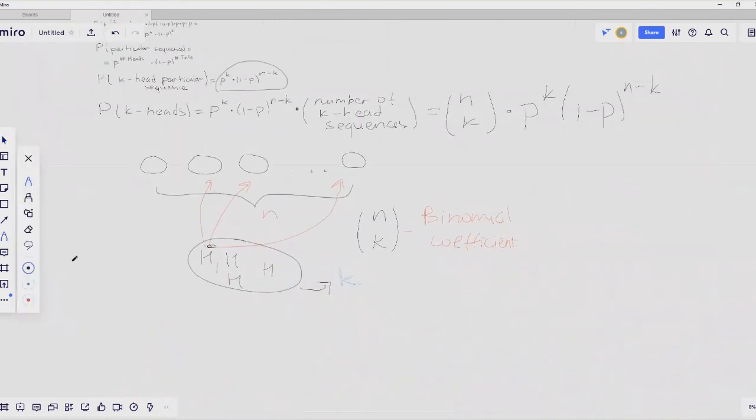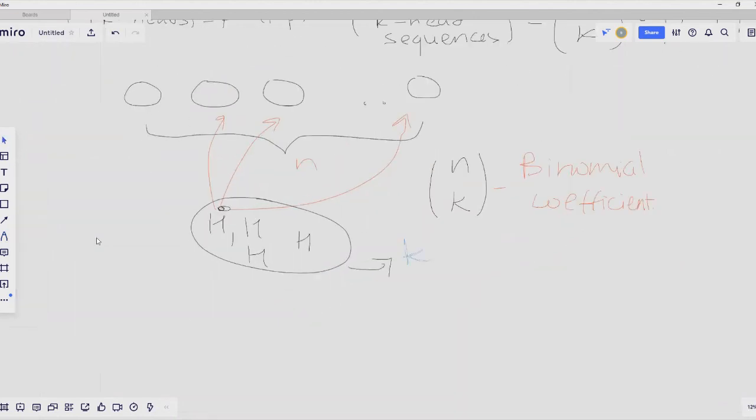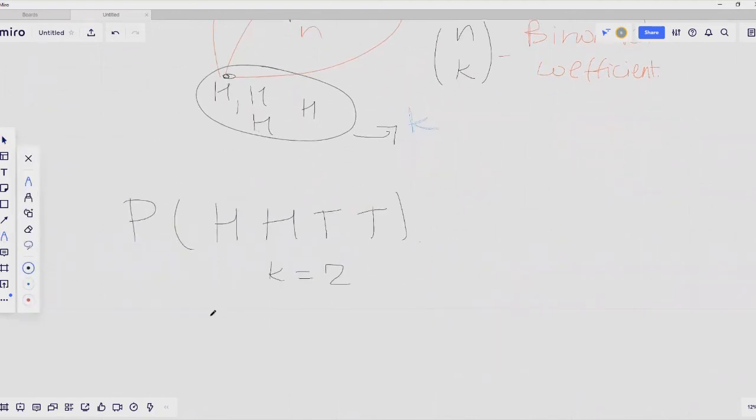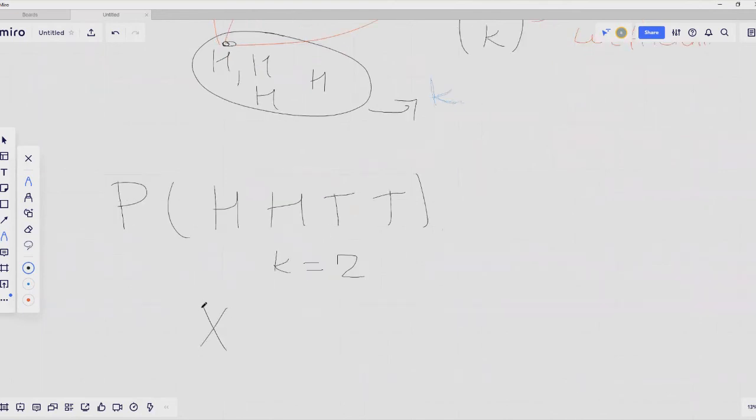Now let's take a look at a particular sequence. Let's say a sequence of a type heads, heads, tails, tails. And let's count the number of heads. Number of heads here is equal to k is equal to 2. Now let's introduce a random variable that is going to count the number of heads in our sequence. Let's call it big X. So big X is a discrete random variable which is used to calculate the number of heads.